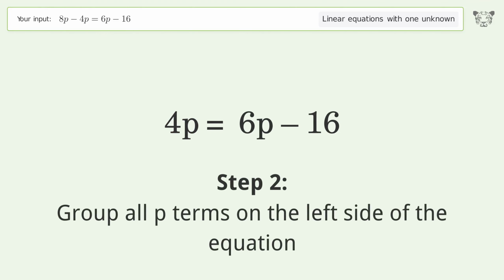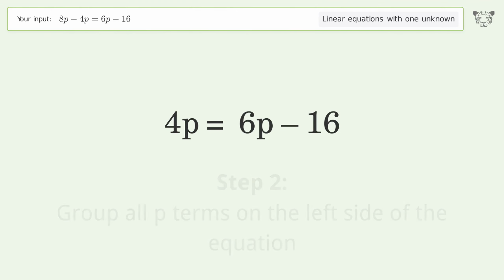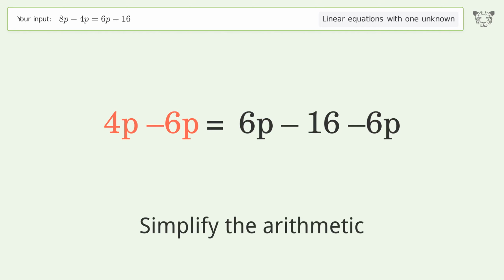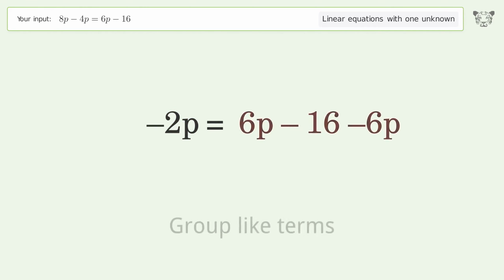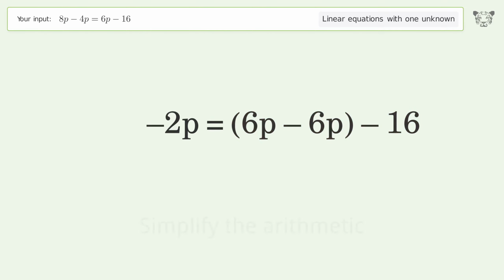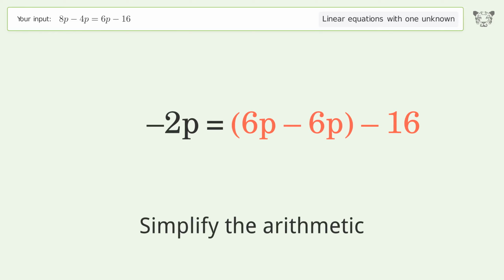Group all p terms on the left side of the equation. Subtract 6p from both sides. Simplify the arithmetic. Group like terms. Simplify the arithmetic.